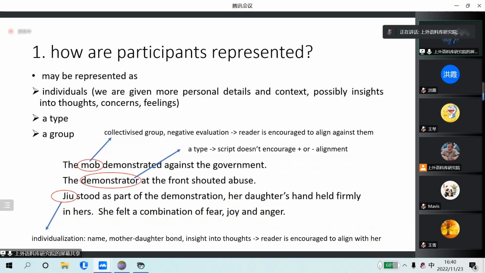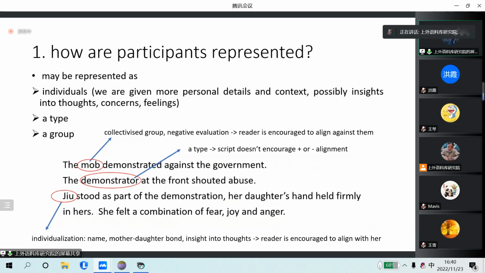If we look then at this example, it's talking about the same thing. The mob demonstrated against the government. The demonstrator at the front shouted abuse. You stood as part of the demonstration, her daughter's hand firmly held in hers. She felt a combination of fear, joy, and anger. Okay, this is the same thing, right?